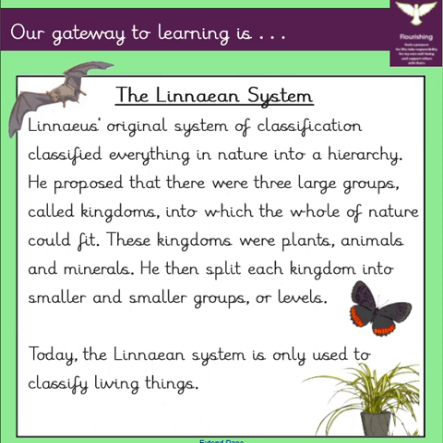The Linnaean system. Linnaeus' original system of classification classified everything in nature into a hierarchy of how powerful or important each living thing was. He proposed that there were 3 large groups called kingdoms into which the whole of nature could fit. These kingdoms were plants, animals, and minerals. He then split each kingdom into smaller and smaller groups or levels. Today, the Linnaean system is only used to classify living things.